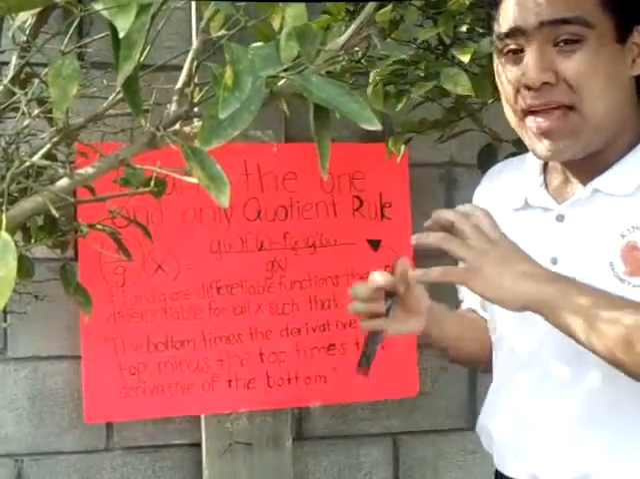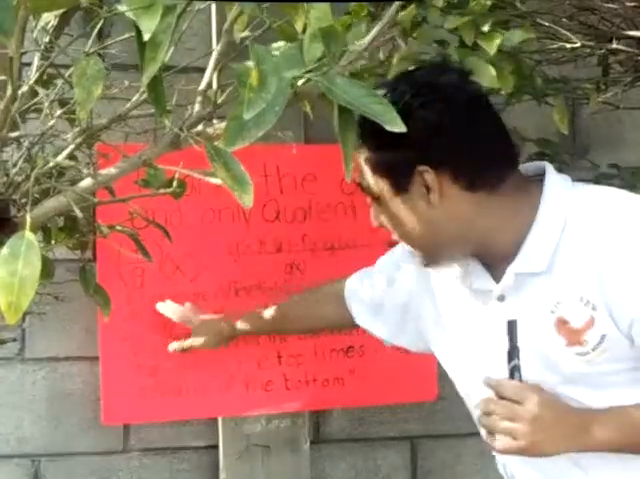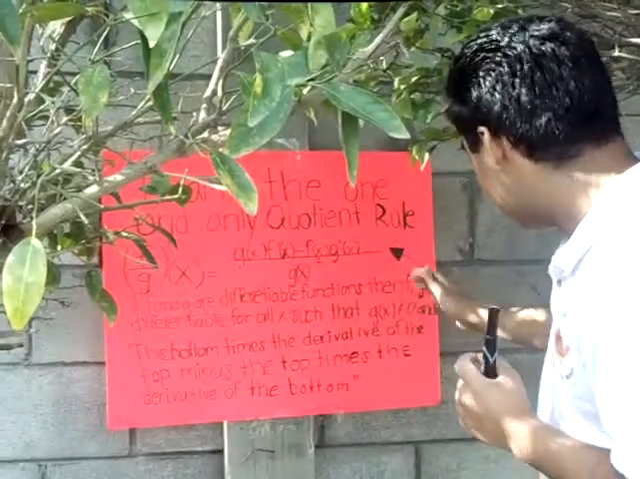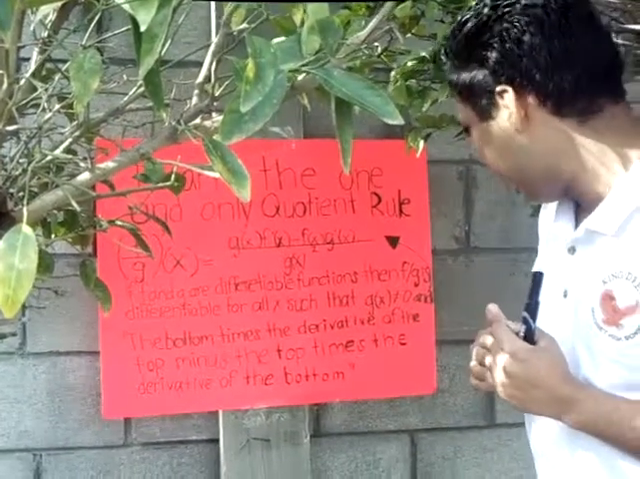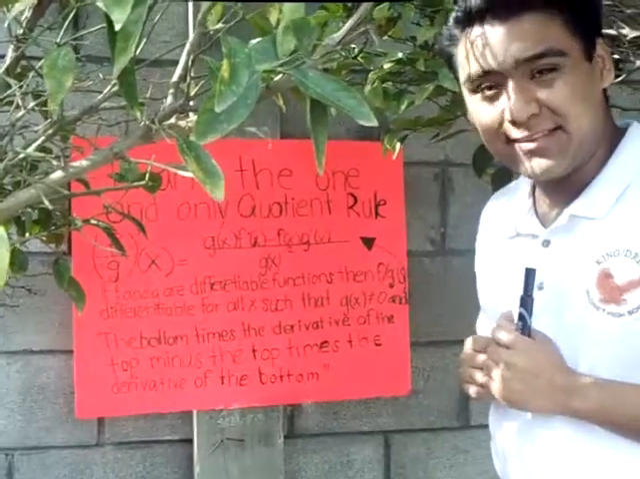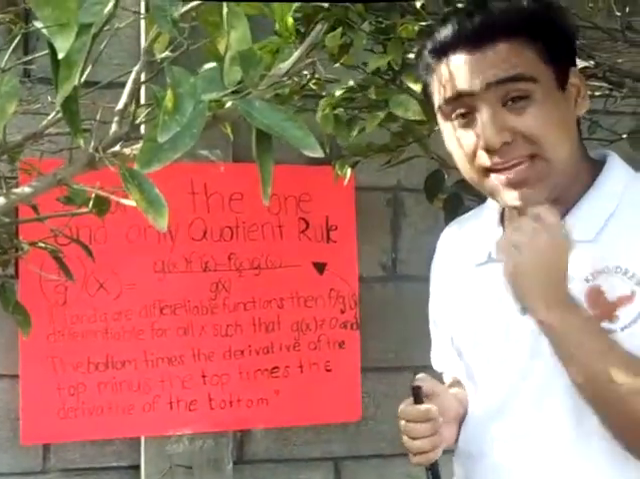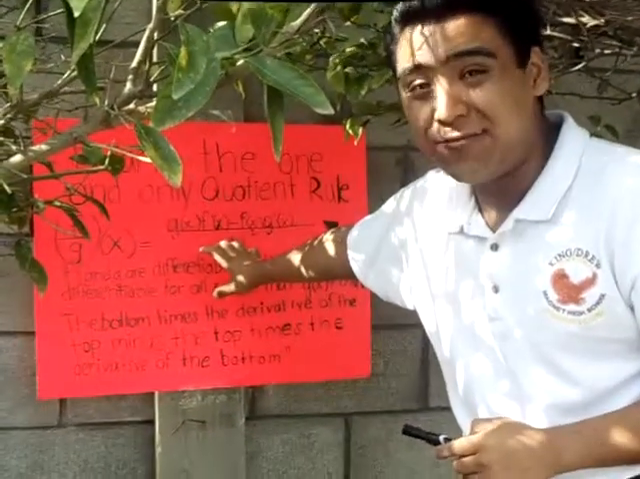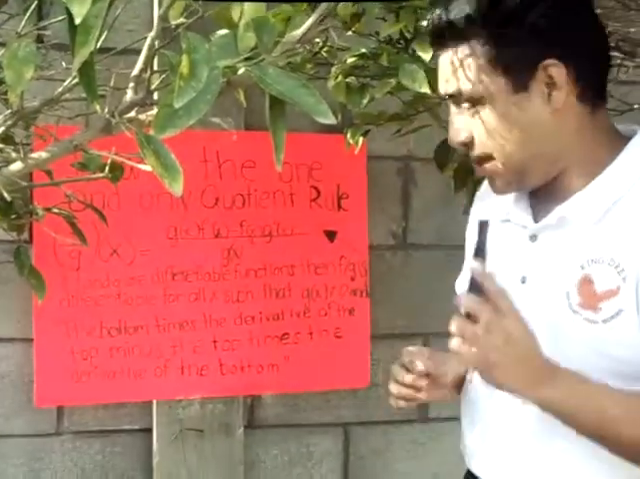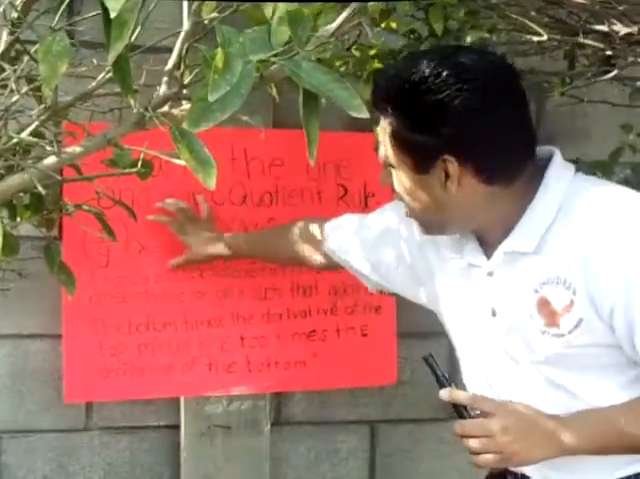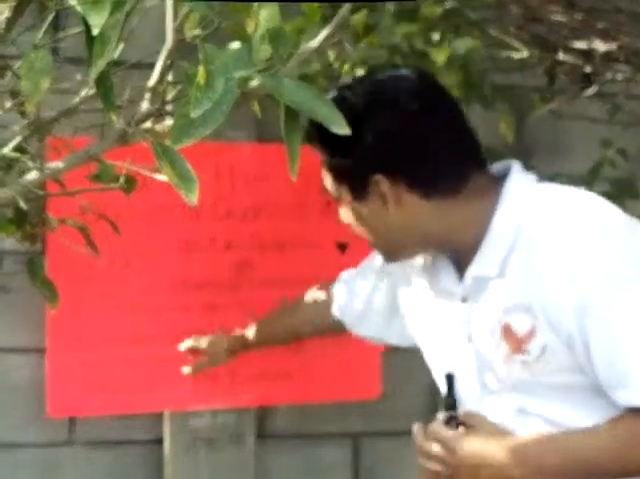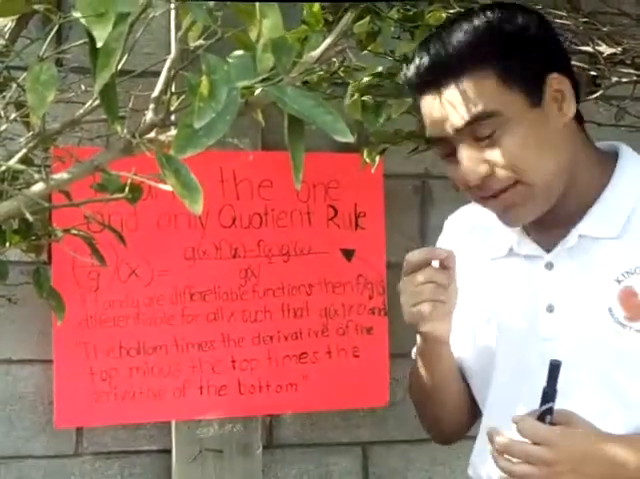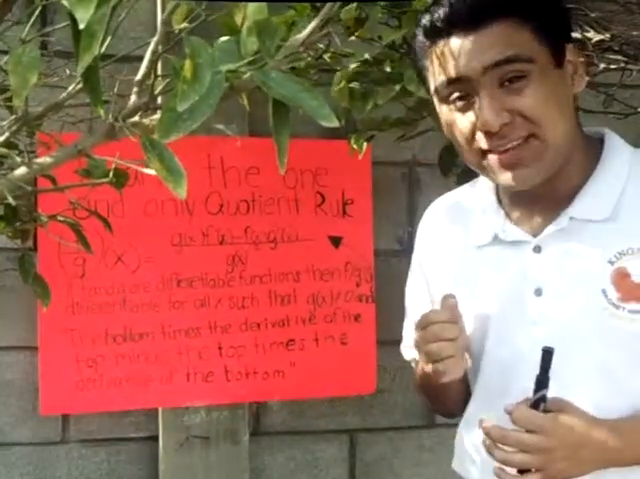And it means this: if f and g are differentiable functions, then f over g is differentiable for all x such that g of x cannot be equal to zero, which means you cannot have a zero in the bottom because it will be an undefined fraction, like you all know. And this rule reads like this: the bottom times the derivative of the top, minus the top times the derivative of the bottom.